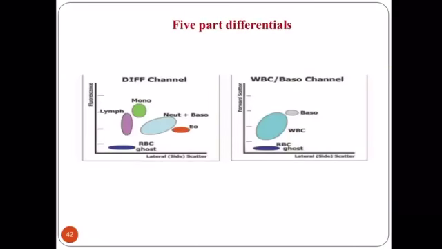Now the 5-part. In the 5-part, all the 5 differential cells are displayed as a scattergram. In the first graph we can see the lymphocyte, monocyte, neutrophil, basophil, eosinophil and RBC. According to the size of the cell and granularity of the cell, there is a different location for each cell, and we have to interpret this.